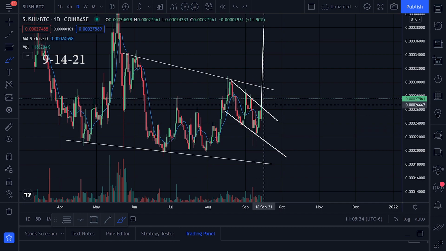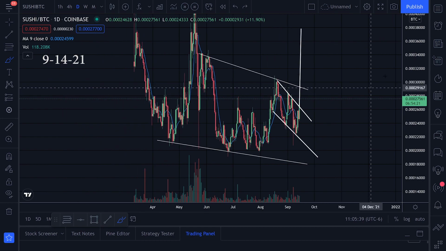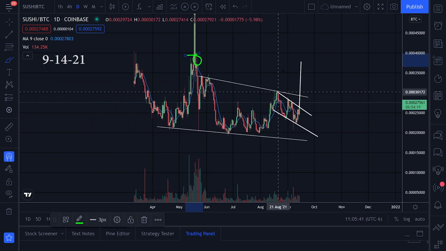Like I said, this is Sushi Swap to Bitcoin. So if this chart is able to head up, that's going to be really good for Sushi Swap. We might be able to come up and retest these levels up here.